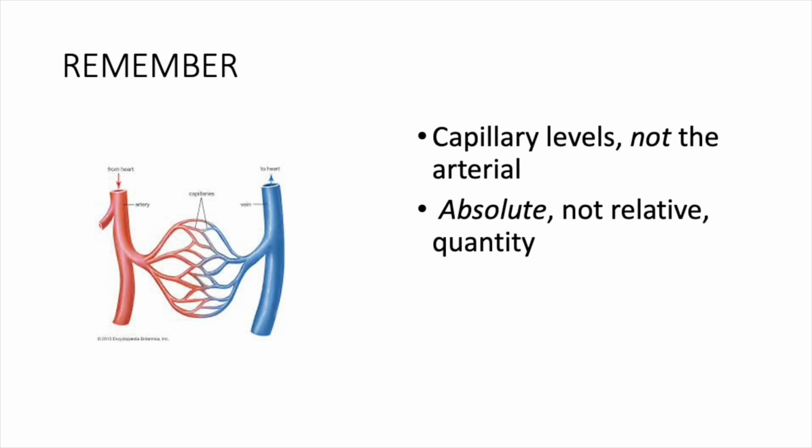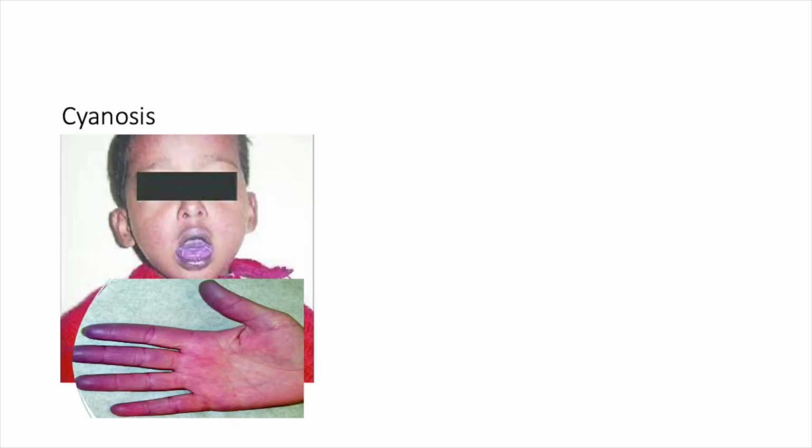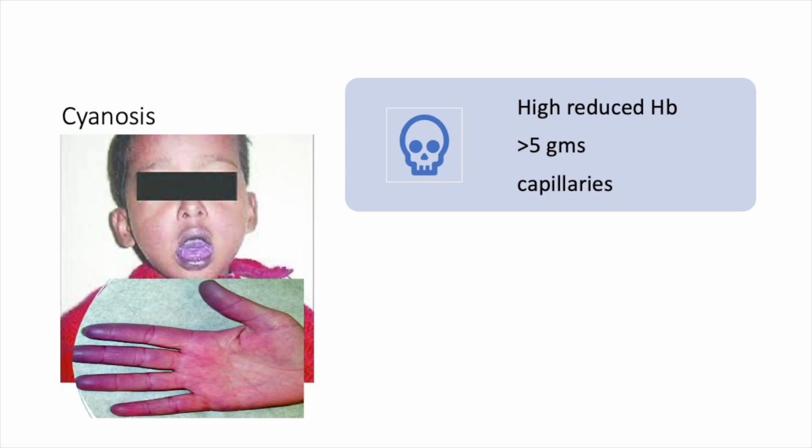Second point to be remembered, it is not the relative quantity but the absolute quantity. For example, in a patient with anemia and hemoglobin 9 grams, 5 grams of reduced hemoglobin is required to produce cyanosis, and so the appearance will be very late, or even without development of cyanosis, the patient can be severely hypoxemic and die. So looking at this child, you can see the mucosa is bluish in color and hands are also bluish. So this is central cyanosis. And in central cyanosis, as we have already mentioned, it is a high amount of reduced hemoglobin.